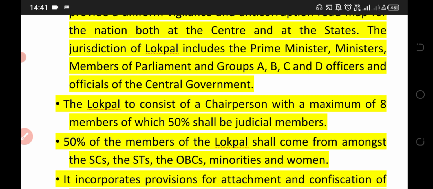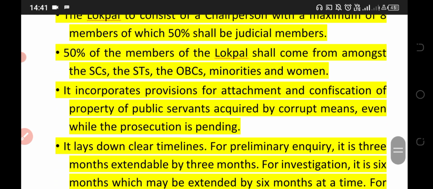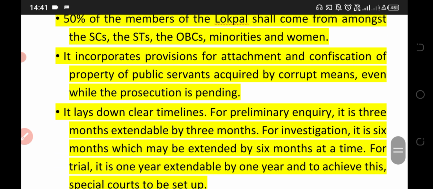The Lokpal consists of a chairperson with a maximum of 8 members, of which 50% shall be judicial members. 50% of the members of the Lokpal shall come from among SC, ST, OBC, minorities, and women.